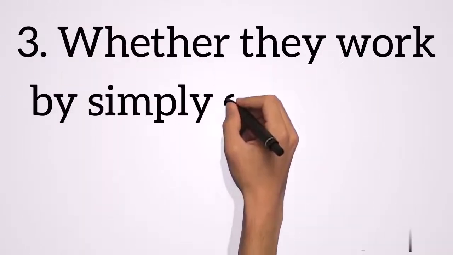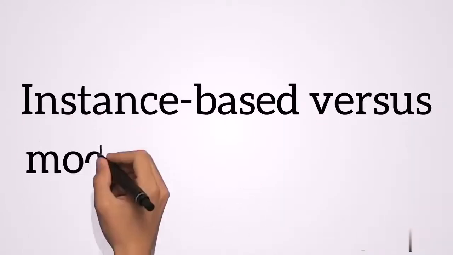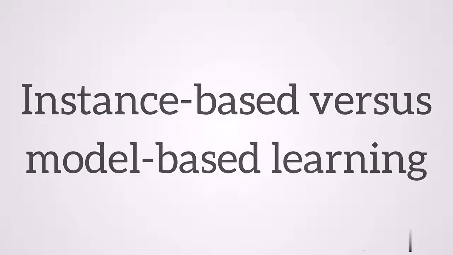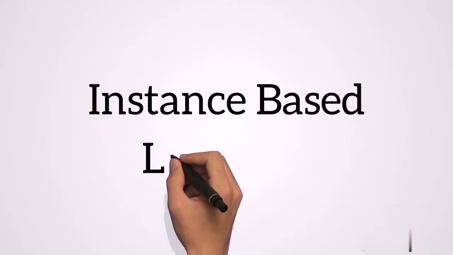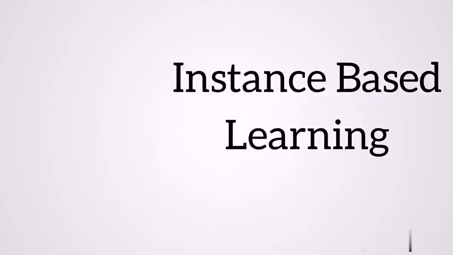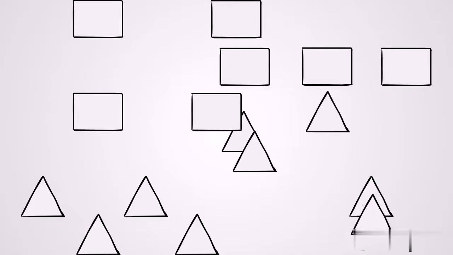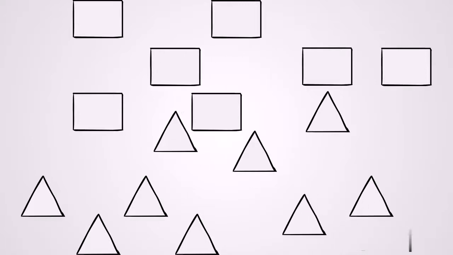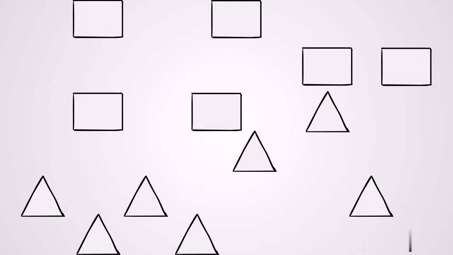Type 3: whether they work by simply comparing new data points to known data points. Instance-based versus model-based learning. Let's look at each of these criteria a bit more closely. Instance-based learning: the system learns the examples by heart, then generalizes to new cases by using a similarity measure to compare them to the learned examples. For example, the new instance coming in the slide would be classified as a triangle because the majority of the most similar instances belong to that class, 2 triangles and 1 square, so the majority is triangle. This is called instance-based learning.